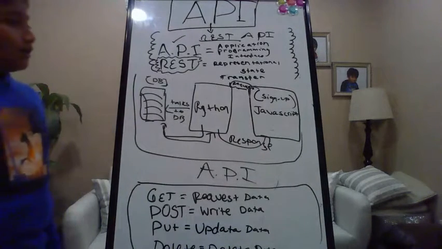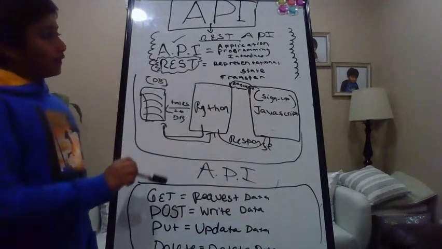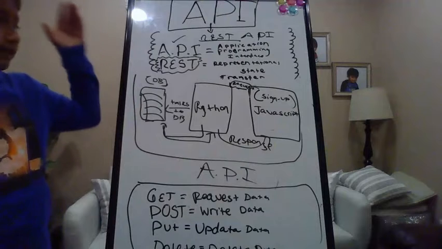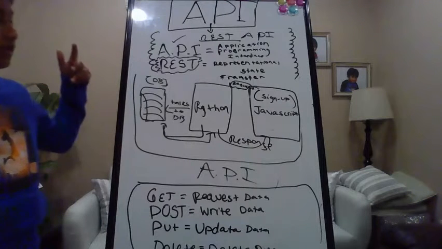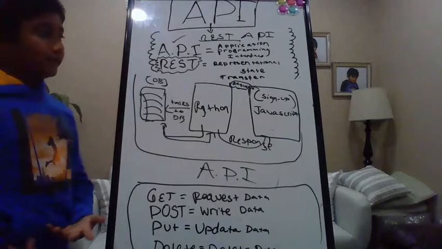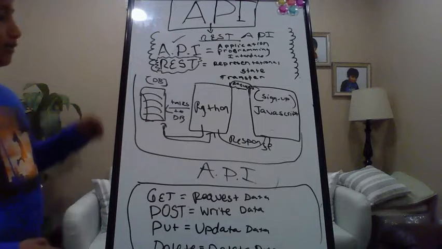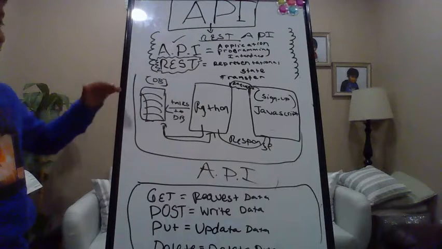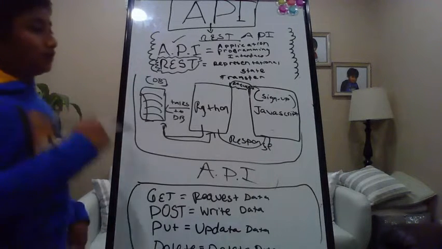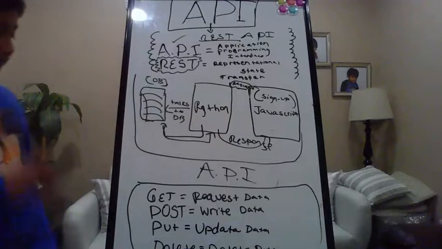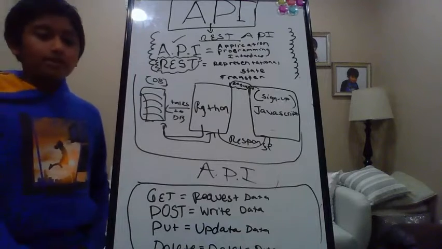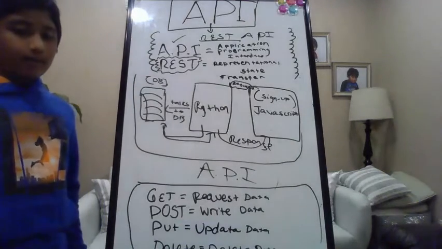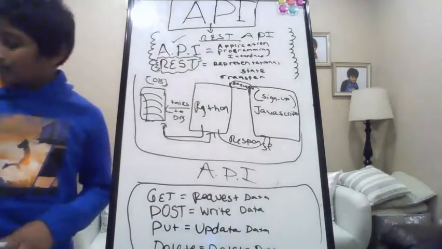So yeah, that's it for this video. We talked about what APIs are, the abbreviations for API and REST. We talked about applications and examples of how to use them. And we talked about the different means of communication: get, post, put, and delete.